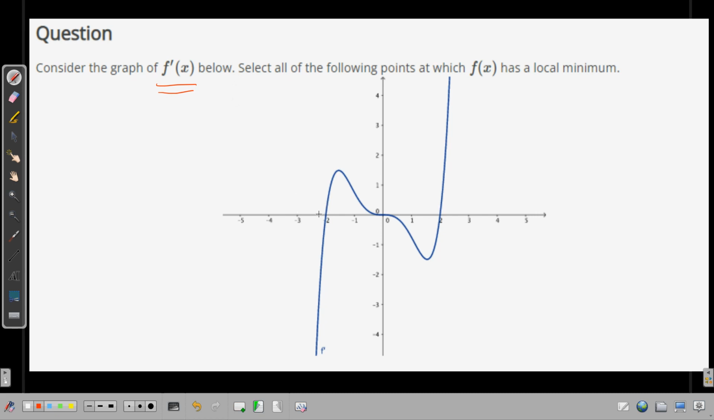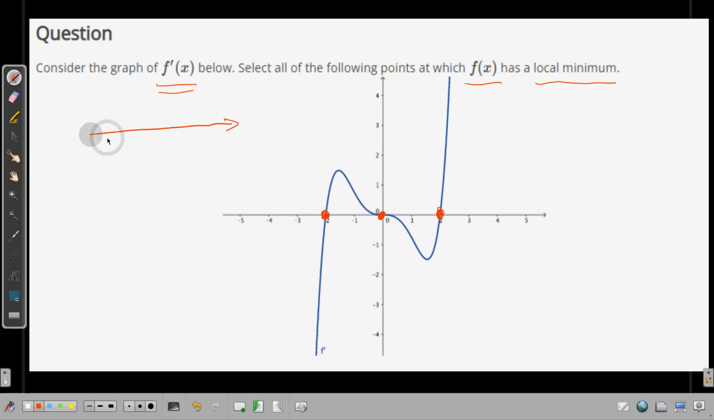So wherever f prime is equal to 0, that is where f has local maxima, right? So my candidates, so at these 3 points is where f has local maxima. But to have a local minimum, I have to be decreasing. It has to have a horizontal tangent, and then it has to be increasing.